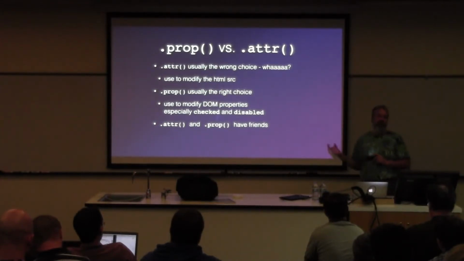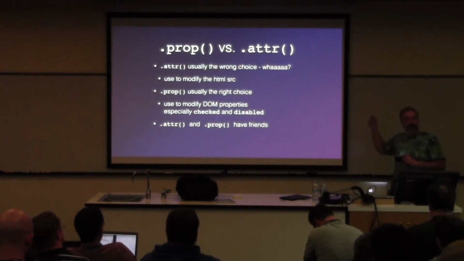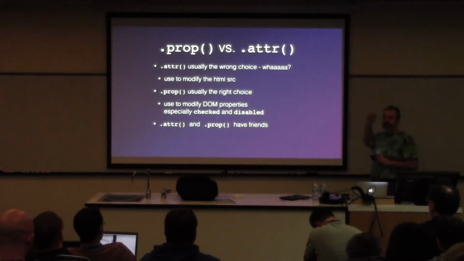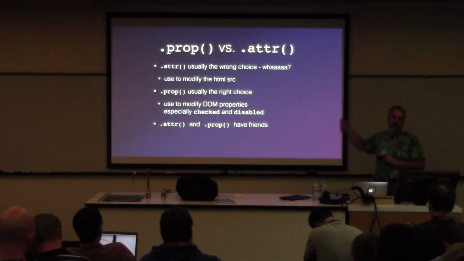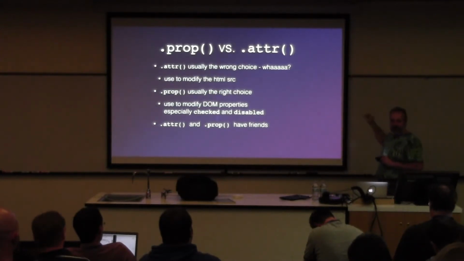Most people learn about prop when they try to deal with checkboxes, because they want to get the state or set the state of a checkbox. An attribute absolutely will not work for that. It used to work in old versions of jQuery, but in the current versions it doesn't. You'll call attribute till the cows come home and it won't change the checkbox, or it won't get the current state of the checkbox. You have to use prop, because prop is looking at the DOM object's properties, hence the name, and attribute is looking at the attribute in the HTML source.